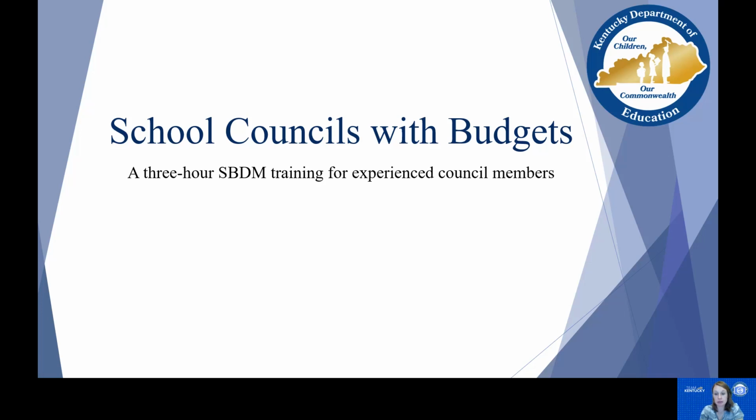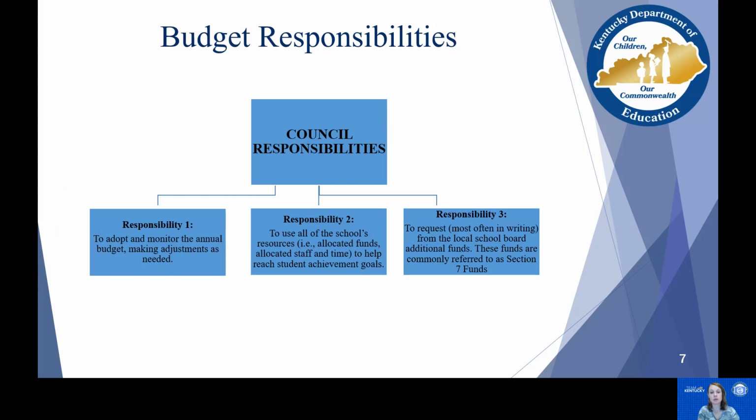So it's never a guarantee that these will be available, but in the instance that they are, there are some protocols that will have to be followed in order to be able to use these funds. So responsibility number 3, if we're looking at our chart, is to request, most often in writing, from the local school board the additional funds. And like I said, these funds are commonly referred to as Section 7 funds.